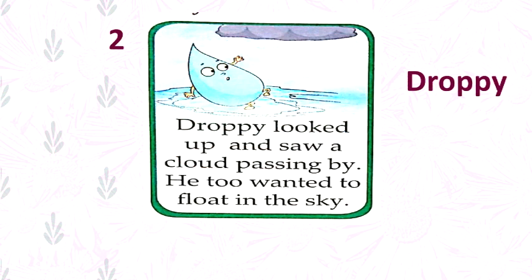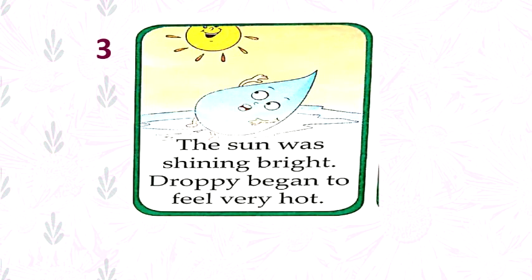Now let us see the second picture. Droppy looked up and saw a cloud passing by. Now what are we talking about in this sentence? Yes, we are again talking about Droppy. So the subject again is Droppy. He too wanted to float in the sky. Now, what are we talking about? Yes, children, we are talking about he. The word he is our subject. So, children, you have to circle Droppy in the first sentence and then the word he in this sentence. Alright? Yes. Let us see our third picture.